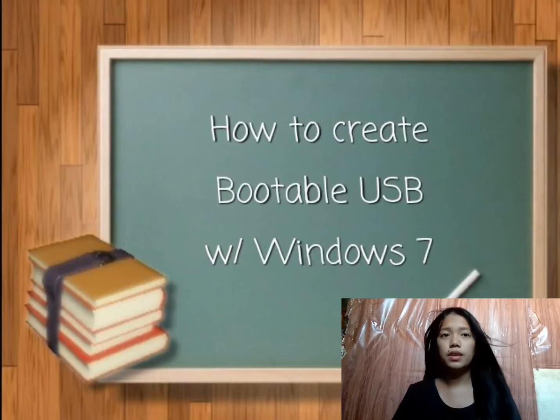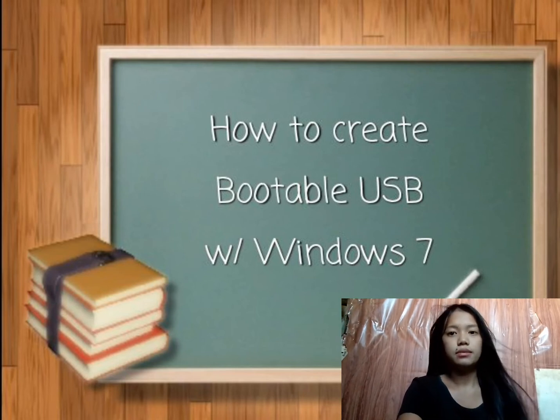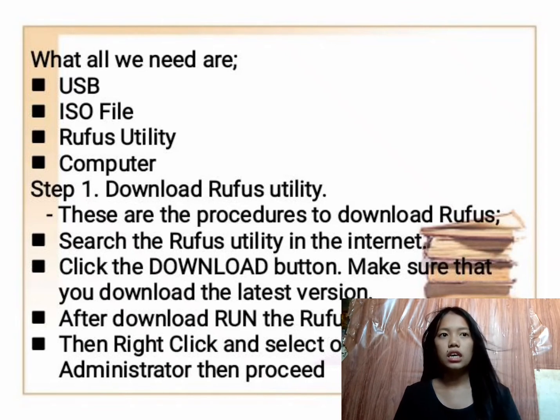So our next topic is how to create a bootable USB with Windows 7. So let's start. What we need are a USB, an ISO file, the Rufus utility, and obviously a computer. So step 1, we need to download the Rufus utility. So this is the procedure to download Rufus.